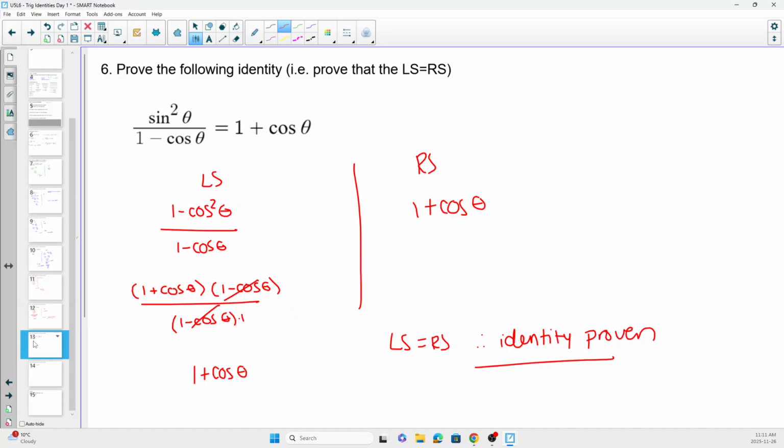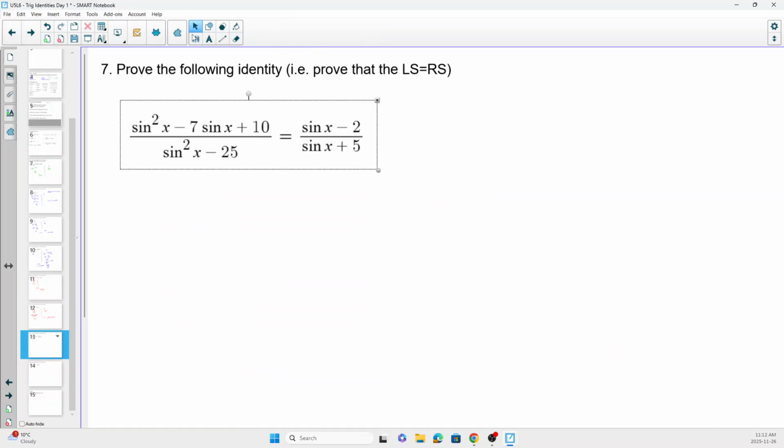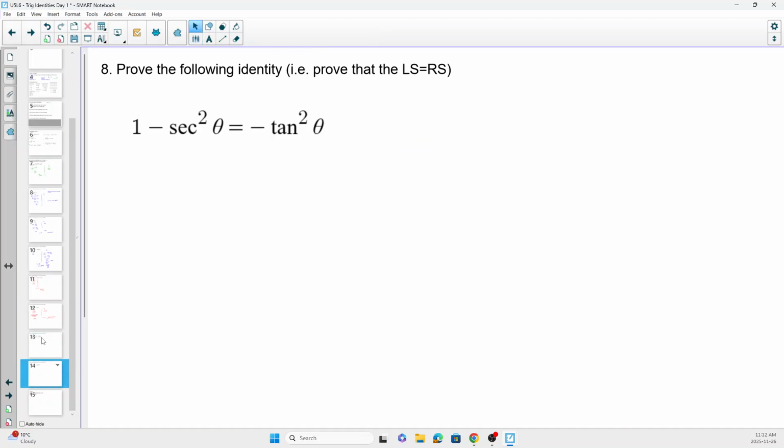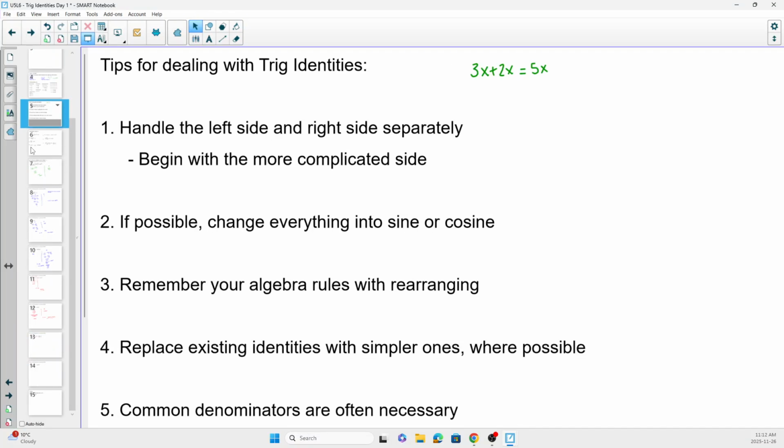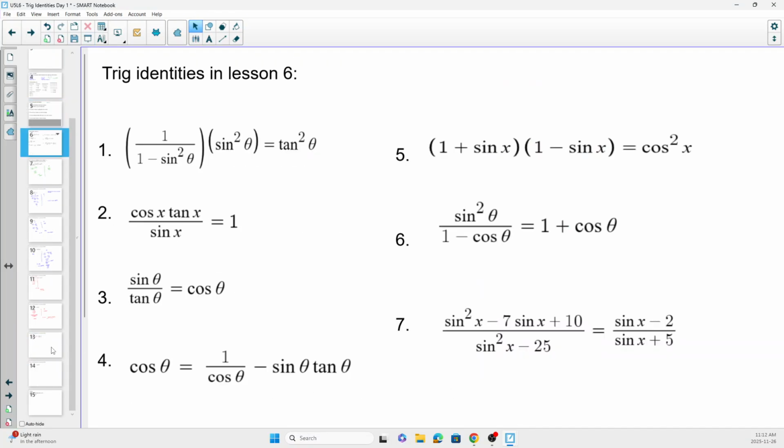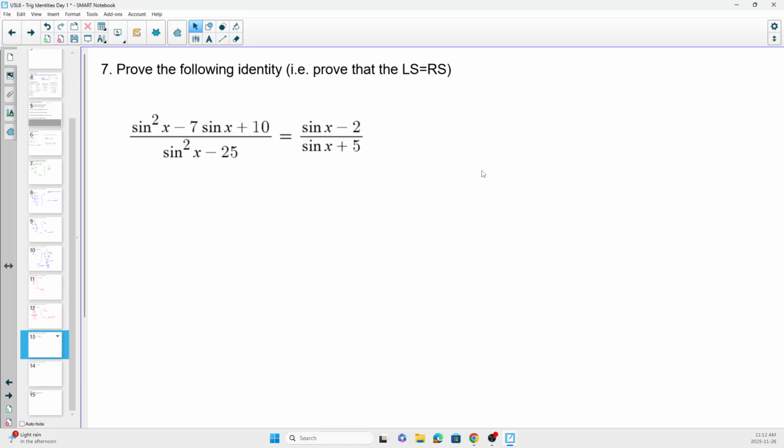Okay, we have two more. This one, I thought this was the last one. Okay, so that's why I missed this one on here. All right, so sine squared x minus 7 sine x plus 10. So this is where we have that quadratic trig function in the numerator, actually, and the denominator. And this one is actually very, very easy, so don't let it scare you.